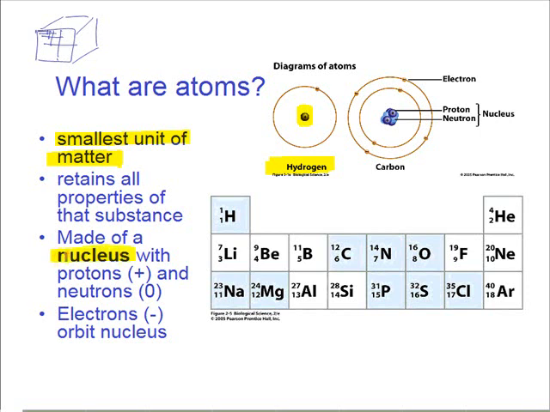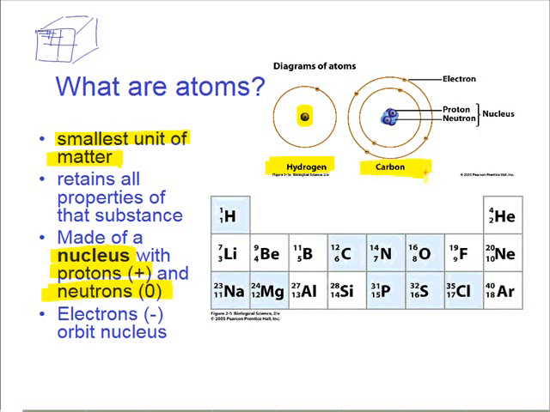Now, a nucleus of an atom can be made up of just one proton in the case of hydrogen, and a proton is a small subparticle that has a positive charge to it. Or if we get to anything more complex than hydrogen, the nucleus actually contains more than just protons. It also contains another type of subatomic particle called a neutron. And as the name implies, a neutron is neutral. It has no charge to it.